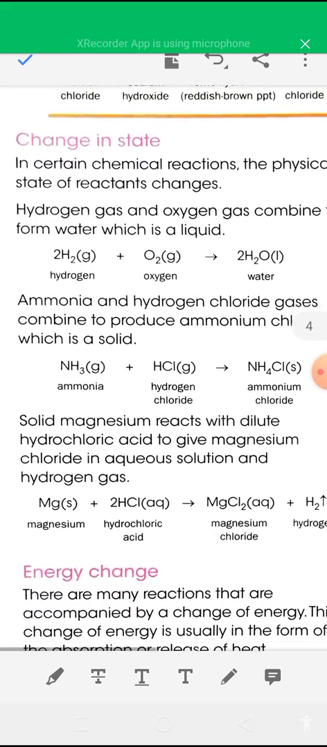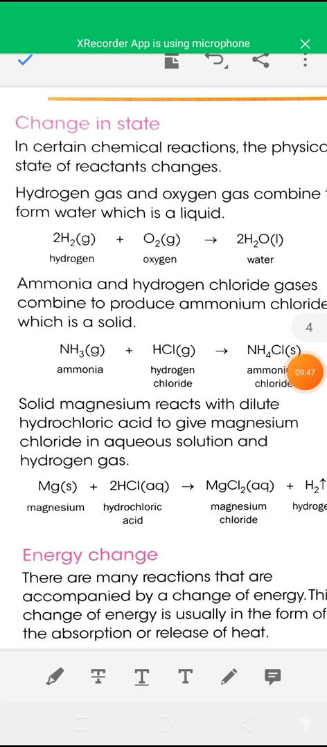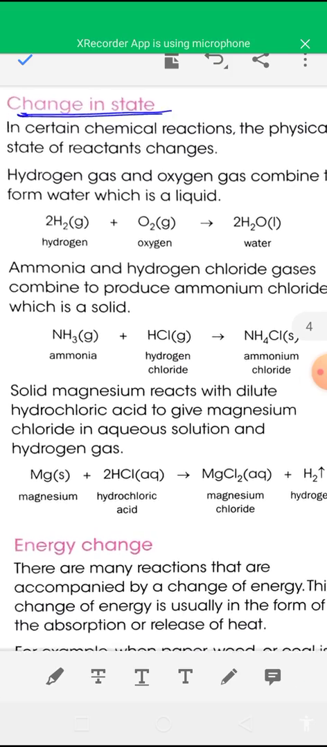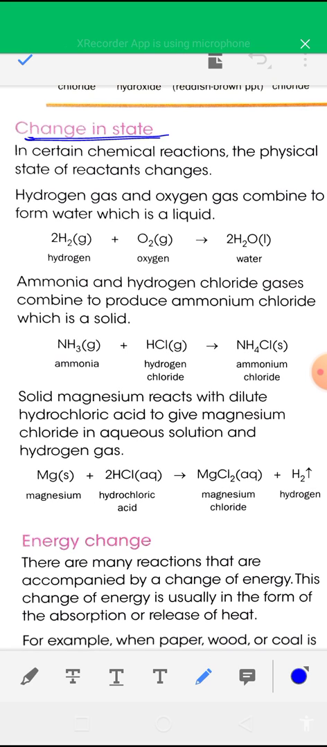Next characteristic of a chemical reaction is change in state. In certain chemical reactions the physical state of the reactant changes. For example, when hydrogen gas and oxygen gas combine to form water, both hydrogen, H2, and oxygen, O2, are in gaseous state. They combine together to form water, which is in liquid state. So in this reaction, the physical state of the reactant changes.